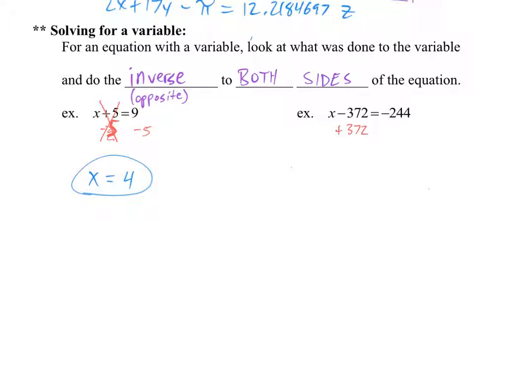But if I add 372 to the left side, I have to add to the right side. Perfect. Add it to the right side. We learn it differently, but it gives you the same answer in some way. Okay. I'll come back to you in a second on that one.